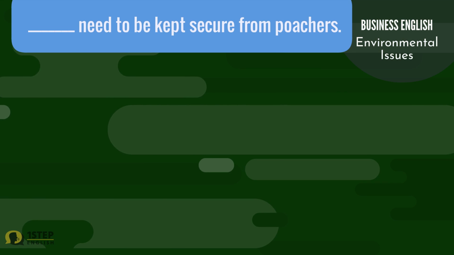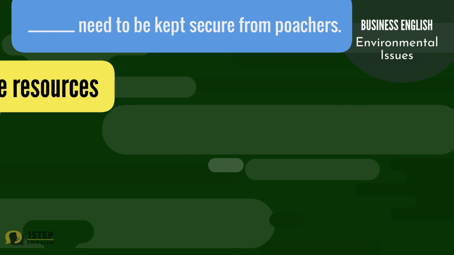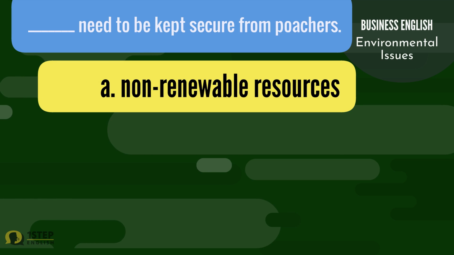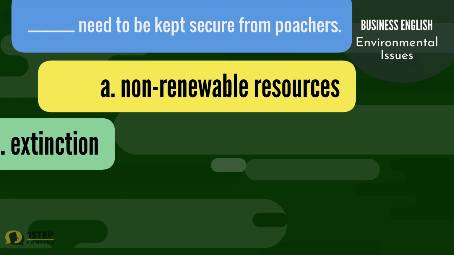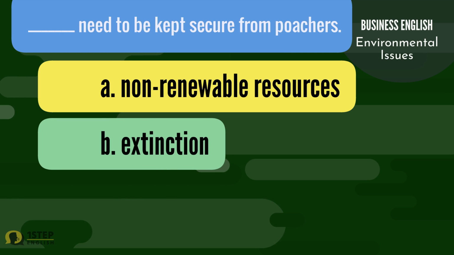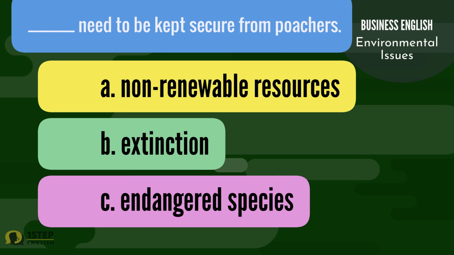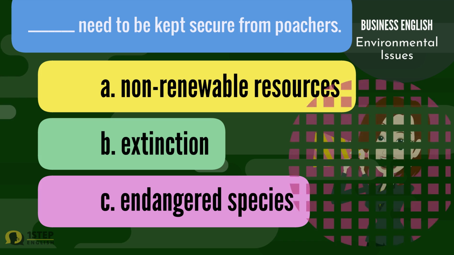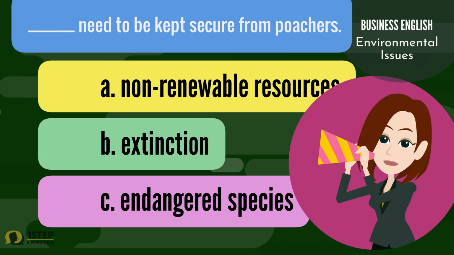Need to be kept secure from poachers. Letter A. Non-renewable resources. Letter B. Extinction. Letter C. Endangered species. The correct answer is letter C. Endangered species. Endangered species need to be kept secure from poachers.